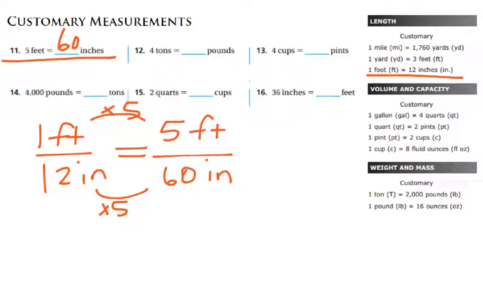Do you see how I use equivalent fractions to do this? Because sometimes it's going to be confusing as to whether I need to multiply or divide. So if I go ahead and set this up like a fraction, an equivalent fraction, I can know for certain if I need to multiply or divide. Let's look at the next one.